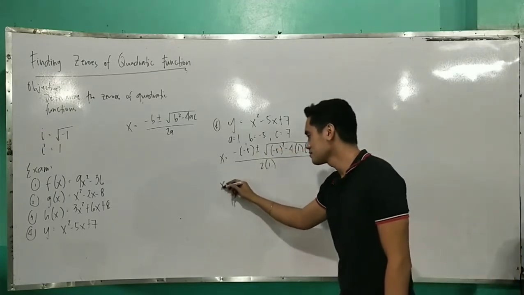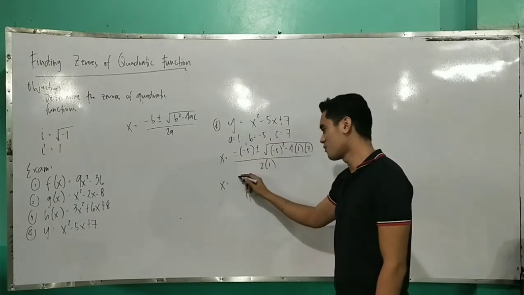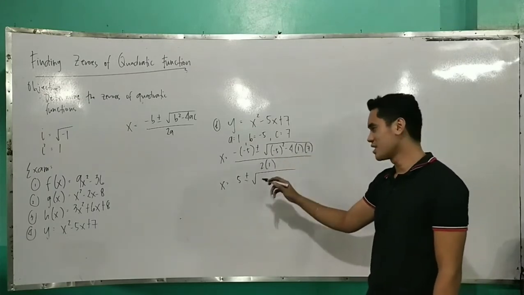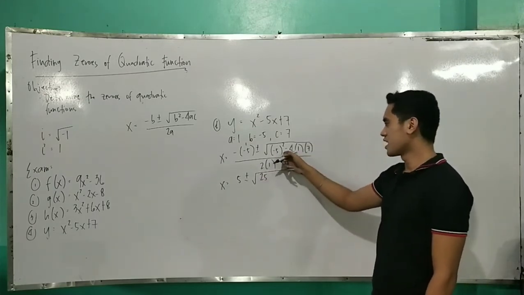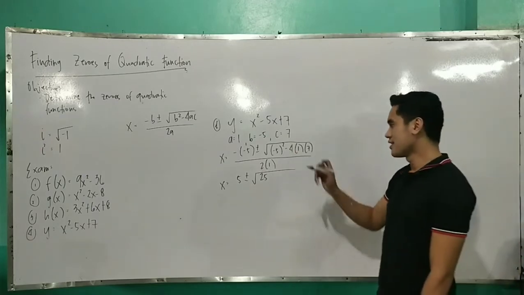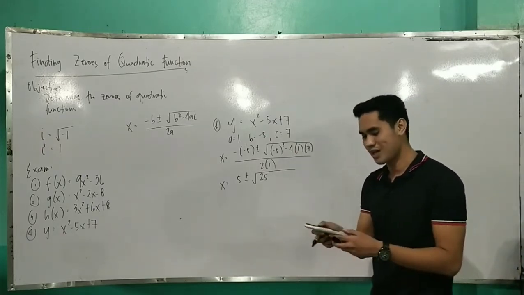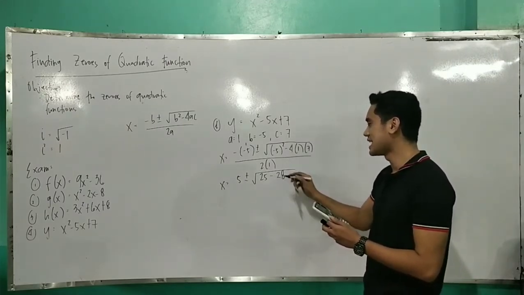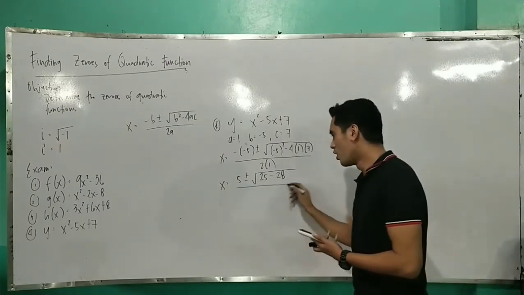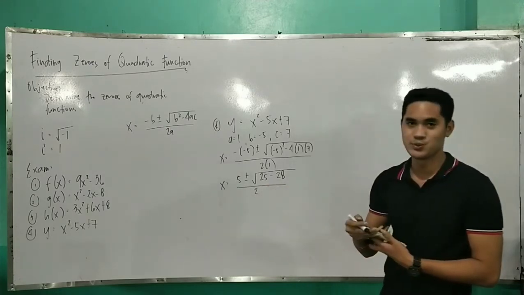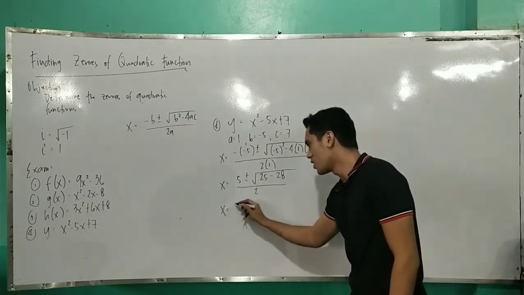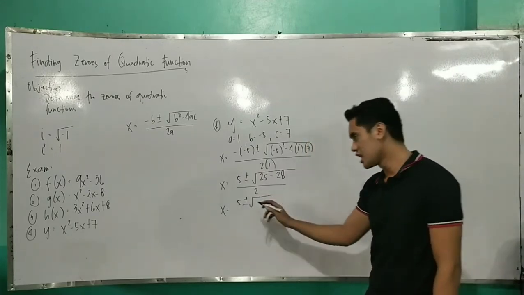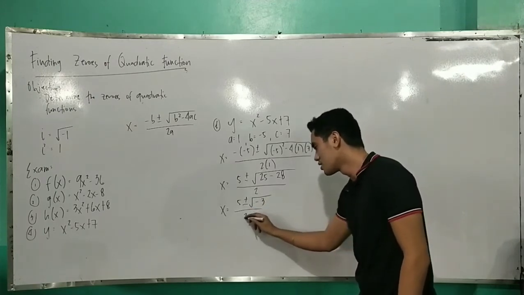Next. Negative times negative is positive 5, plus minus square root of negative 5 times negative 5 is positive 25. Negative 4 times 1 is negative 4. Negative 4 times 7 is equal to, gamit ang calculator, negative 28. Next, over 2 times 1 is 2. Next, x is equal to 5 plus minus square root of 25 minus 28 is negative 3, over 2.